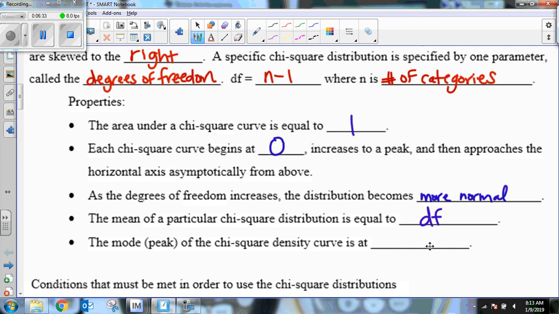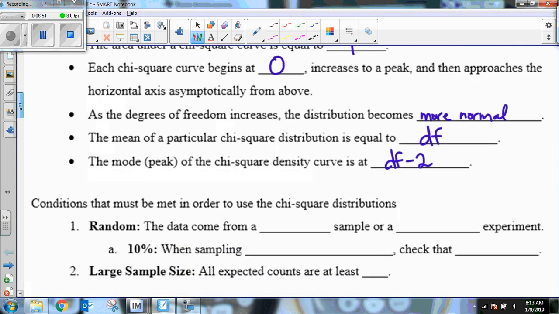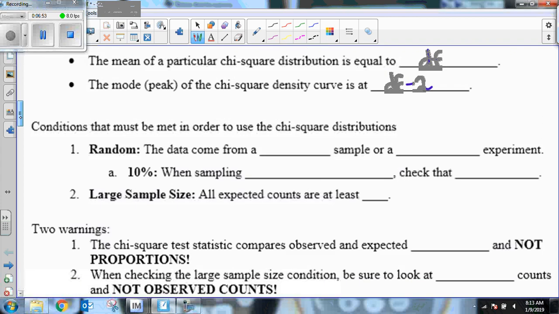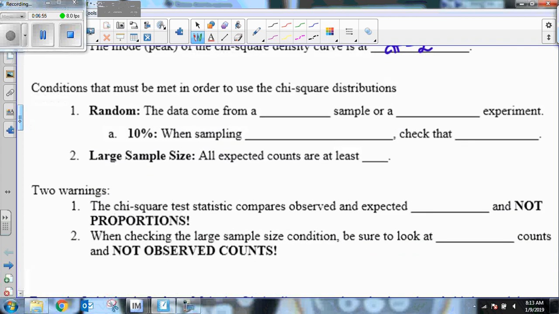So as the degrees of freedom increase, the mean increases. And then the mode of the chi-square density curve is always at degrees of freedom minus 2. Okay, we don't need to get into that too much, but as these get larger, they seem to get closer and closer together, which is what makes it more normal looking as the degrees of freedom increase. Okay, so those are just a few things to know about a chi-square distribution.